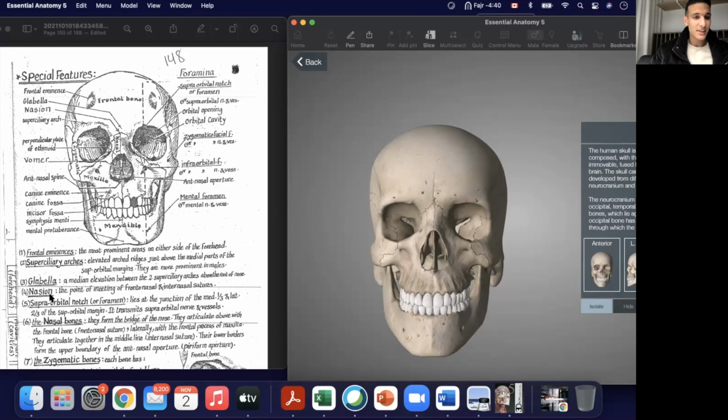Glabella. The nasion, the point of the meeting of the frontonasal and the internasal suture. And that is exactly right here. That's the nasion. That's the point where those sutures meet, okay?